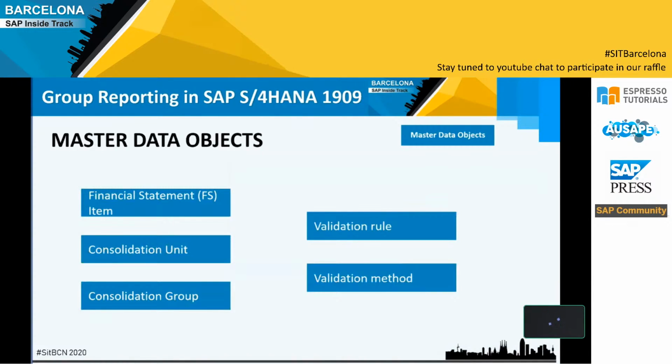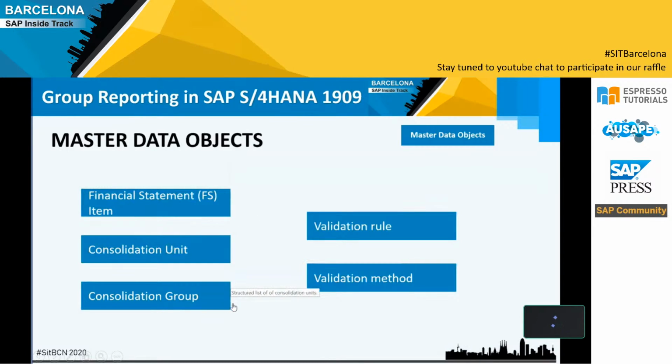So once the configuration is already set up, we can define the master data objects that will be used for each of the different units. So first we have the financial statement item that represents the account in the consolidation system. Then we have the consolidation unit that is the lowest level of the organizational level for consolidation, and it corresponds usually to the company code.